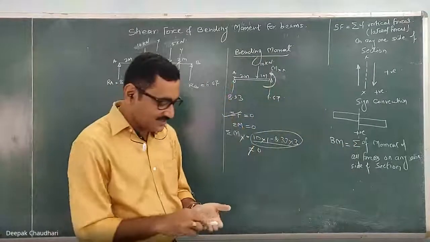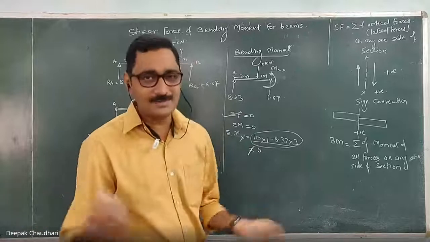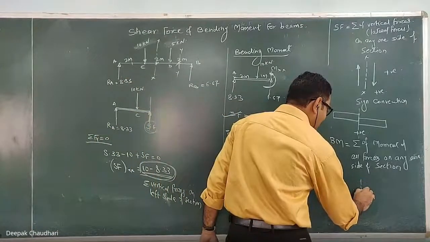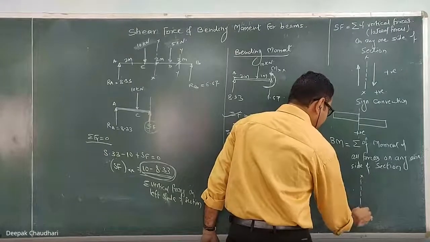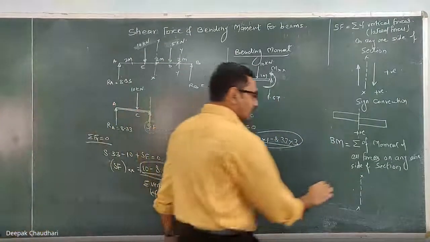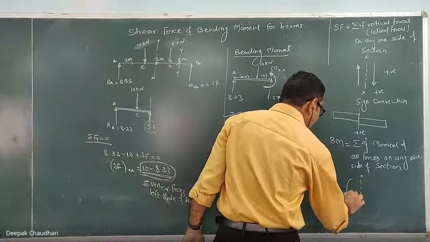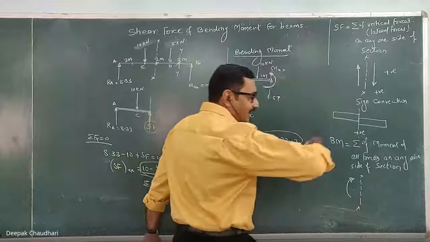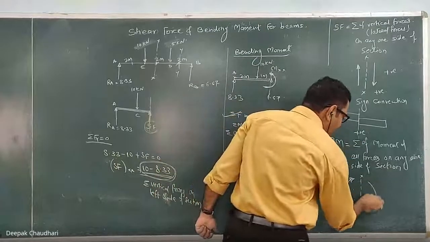Since we are taking the summation of the moment, we have to use some particular sign convention for the moment. So what sign convention are we going to use? Consider this section XX. On left hand side of the section, we are considering the clockwise moment positive, and on right hand side of the section the anti-clockwise moment positive.